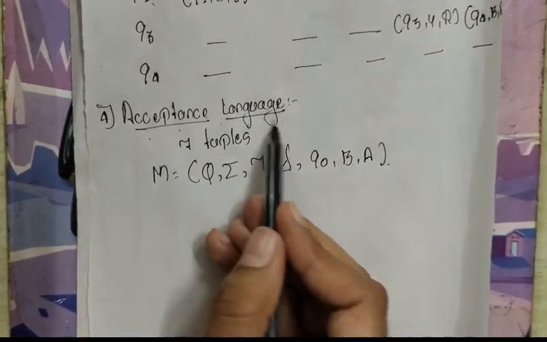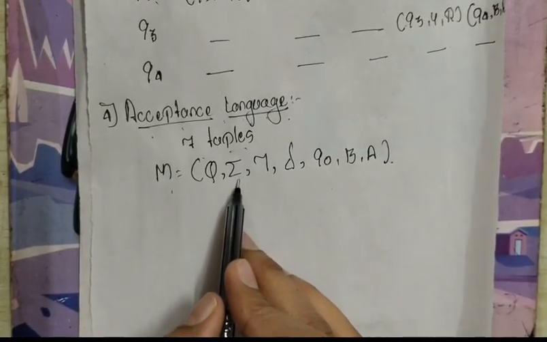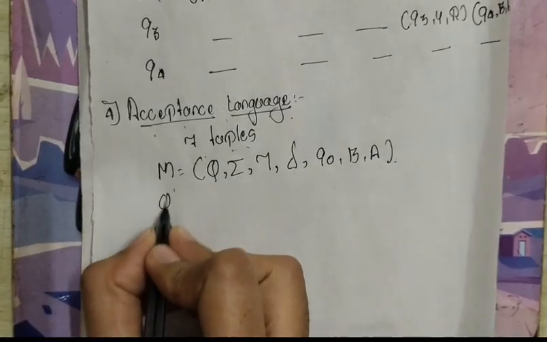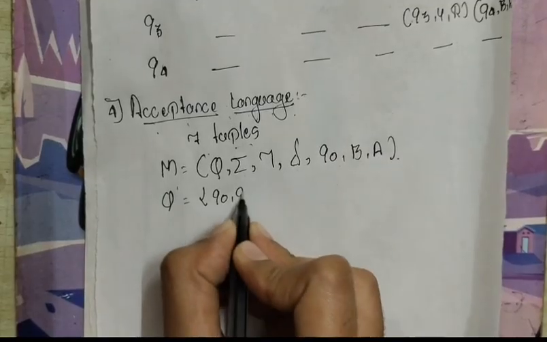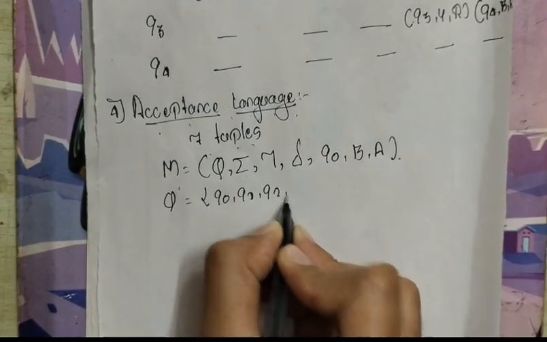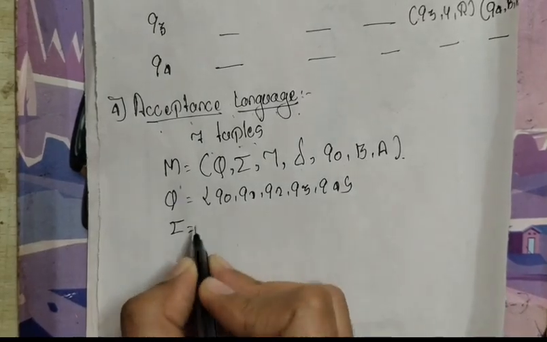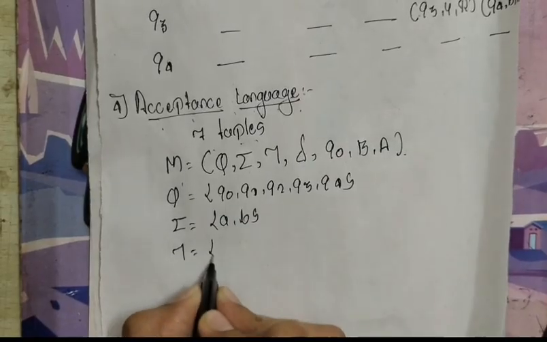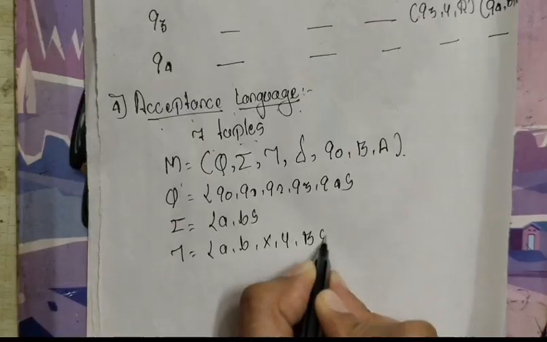Based on our acceptance language, consider the 7 tuples. Those 7 tuples are M equal to Q, summation, tape, delta, q0, B, F. First one Q. Q contains the number of finite states. Those are q0, q1, q2, q3, q4. Then summation, input symbols a, b. Then tape symbols a, b, x, y, b.